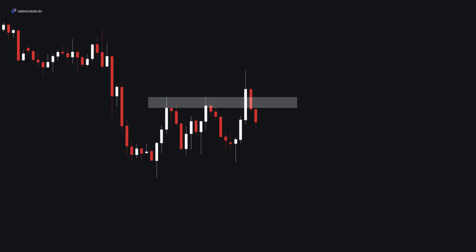It indicates that sellers are in control while buyers lack the strength to sustain the upward move. So now we are confirmed that this was a fake out to trap early traders. After identifying this fake out, we could expect the price to move downward and continue its original downtrend.